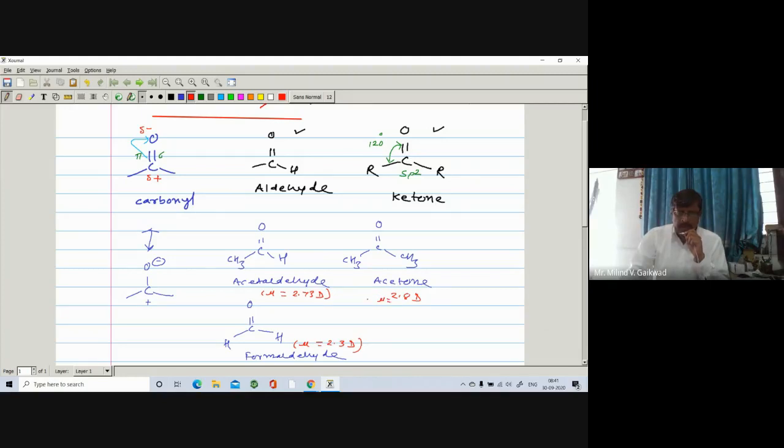Now here, as it is more than one, of course it is polar in nature. It is having a dipole moment, so it is having polarity. Now, the question arises: out of these, in aldehyde, which is more reactive? So here we have to check the reactivity of this one.